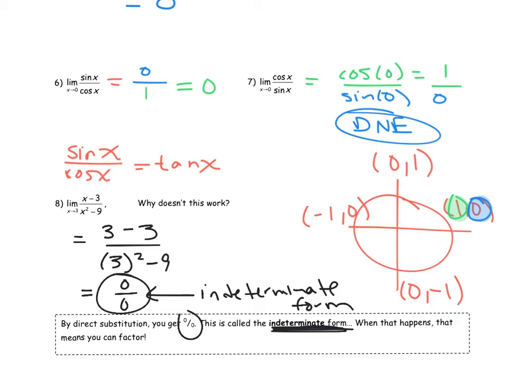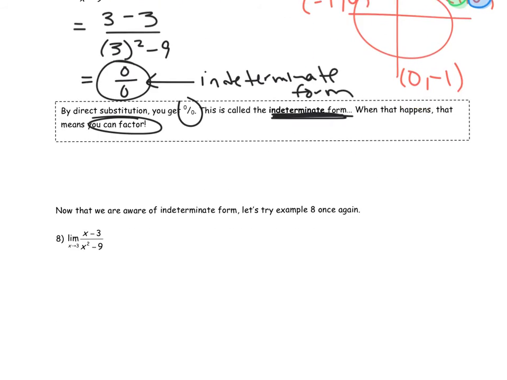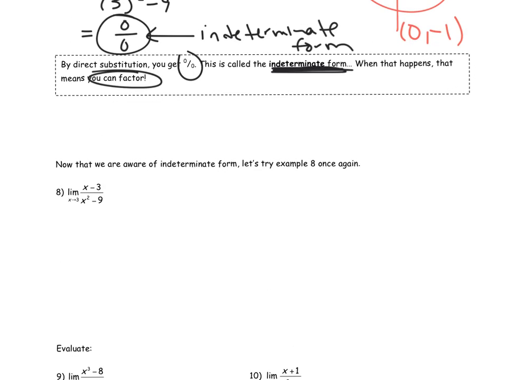When that happens, that actually means you can factor this. So let's actually do that. We're going to see how you can actually factor this problem. So I'm going to rewrite. This is actually really important. You can't drop the limit until you've actually plugged in for x. So I'll say that again. Don't get rid of the limit until you've plugged in for x.